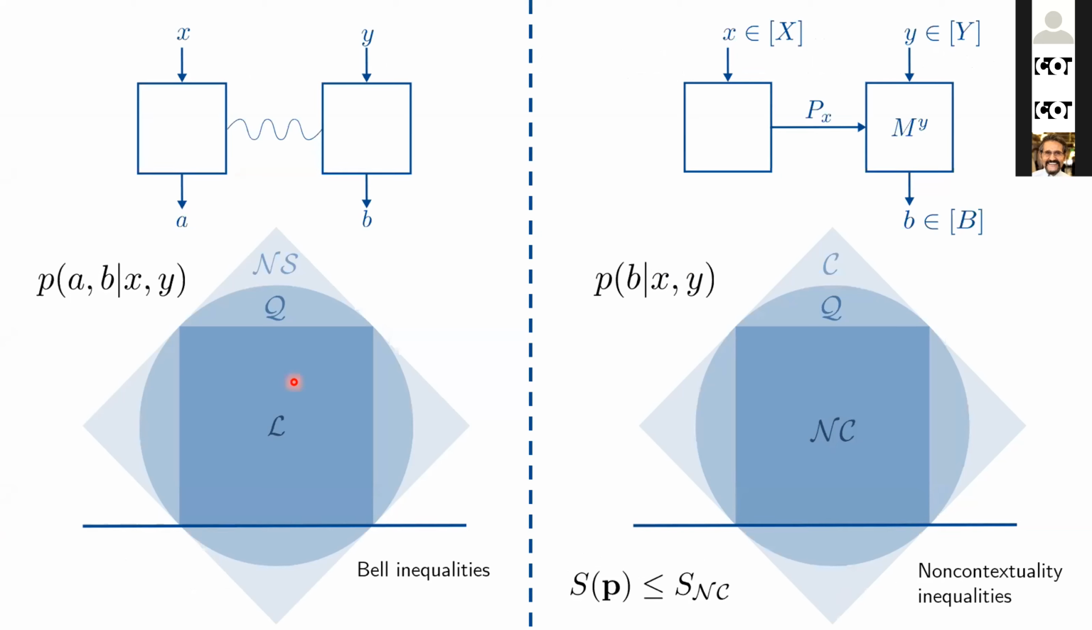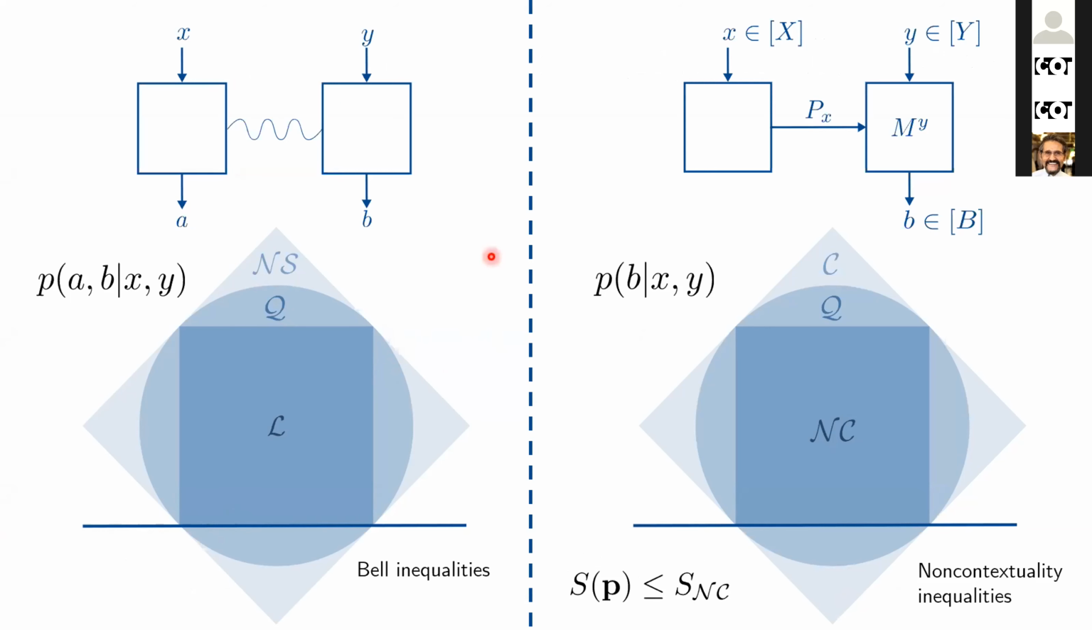So if you're familiar with Bell non-locality, I have an analogy on the left-hand side of the screen where we have the set of local correlations, quantum correlations, and non-signaling correlations. So because we get a very similar structure in the contextuality scenarios, I've just put this here, but if you're not familiar with it, don't worry, it's not what we're talking about. It's just to help people that have seen it before.